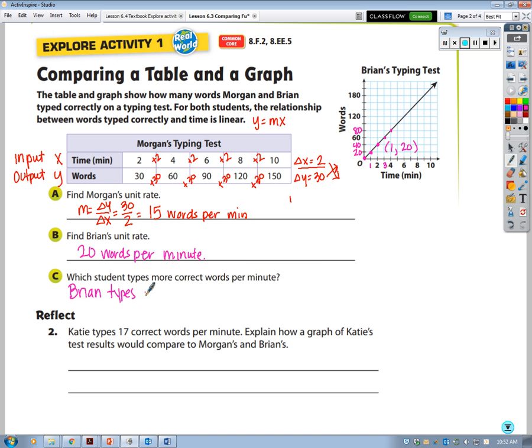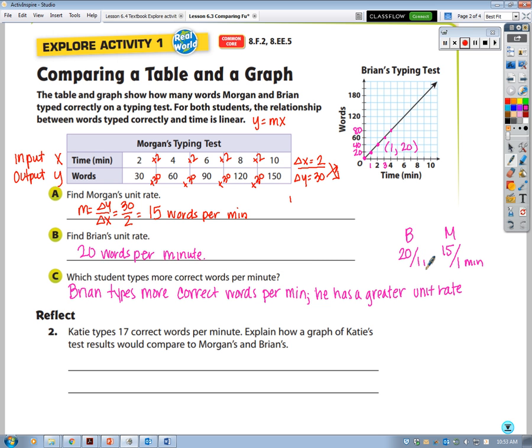Brian types more correct words per minute because he has a greater unit rate. His unit rate is 20 words per minute, whereas Morgan's unit rate is 15 words per minute. And we know that 20 is greater.